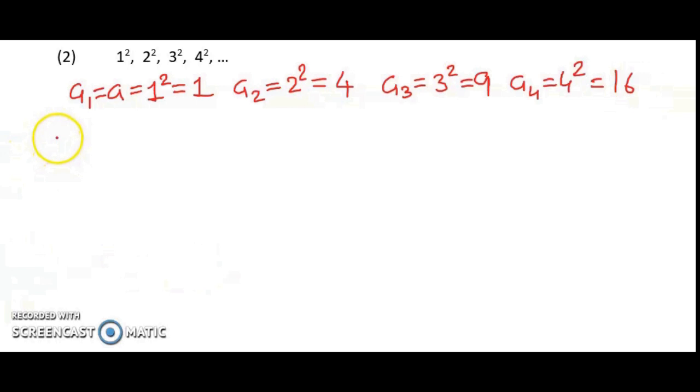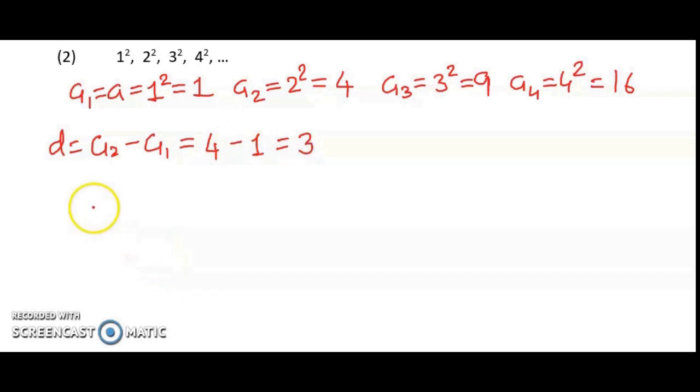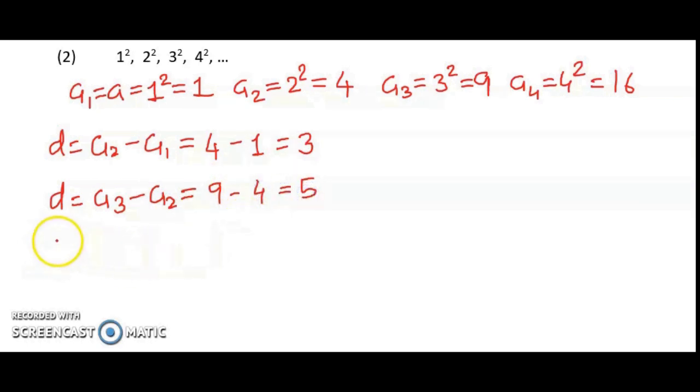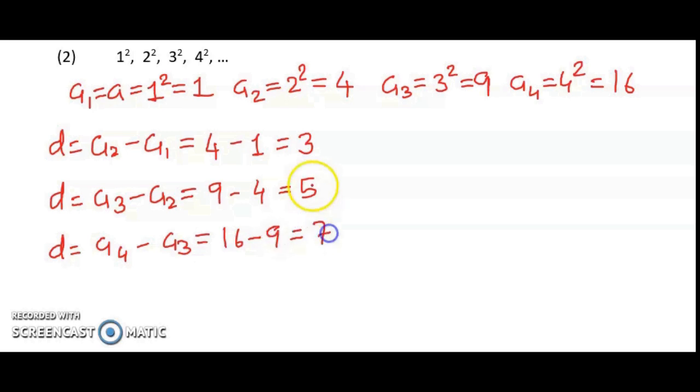Now let's find out the difference between the second term and first term. So you can see your second term is 4 and first term is 1, so we'll get the difference 3. Same way, the difference between third term and second term: third term is 9 and second term is 4, so you get the difference 5. Similarly, the difference between fourth term and third term: fourth term is 16 and third term is 9, so we'll get the difference 7.